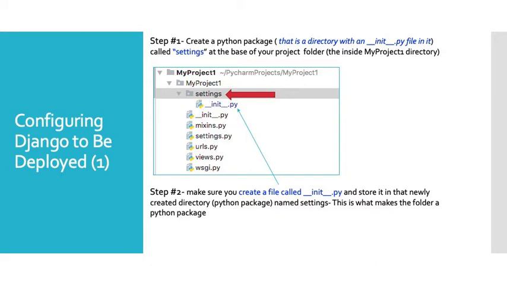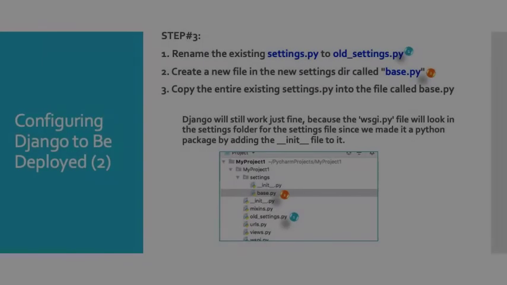And that directory, that Python package called settings, goes into that second level My Project 1 directory. So you have your root My Project 1 where manage.py lives. Then you have your Python package inside that called My Project 1, same name, but it lives inside the root. And then inside of that is where you want to put that settings Python package with the __init__.py in it.